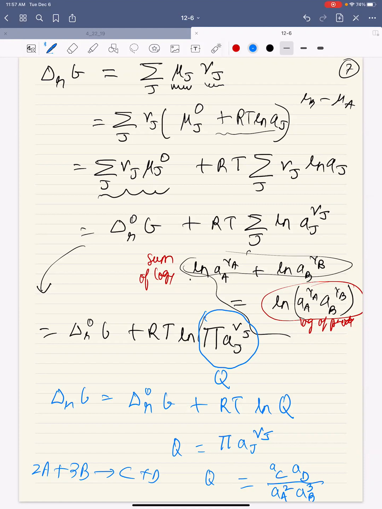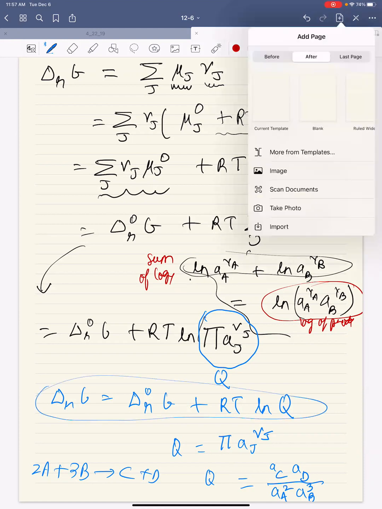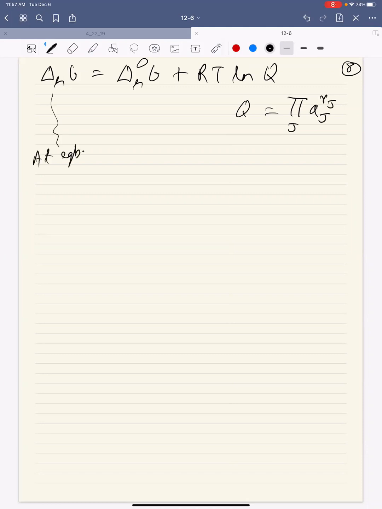Let me write this equation down on the next page. So we have delta RG is equal to delta RG naught plus RT ln Q, where Q is equal to the product over all species AJ to the power nu J. Once again, at equilibrium, delta RG is going to be equal to 0. So 0 is equal to delta R naught G, and then at equilibrium, the value of the reaction quotient becomes the equilibrium constant, right? So this is RT ln K. So that equation still applies, that delta R naught G is equal to minus RT ln K.